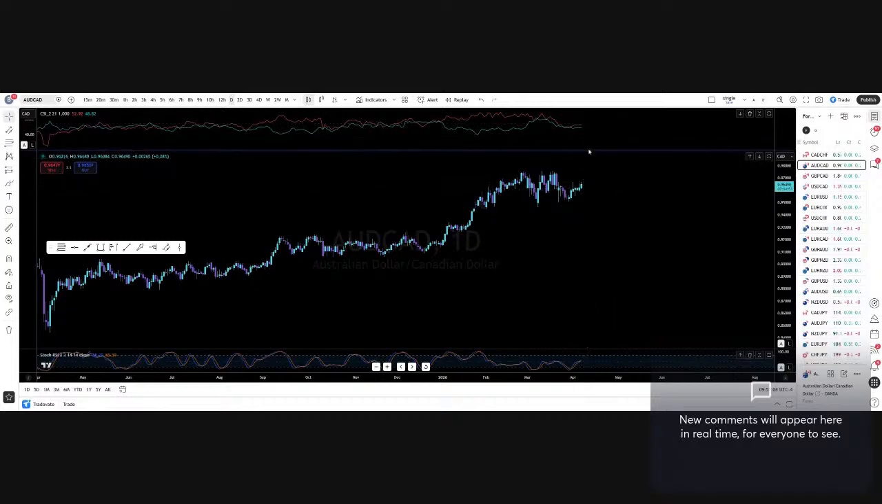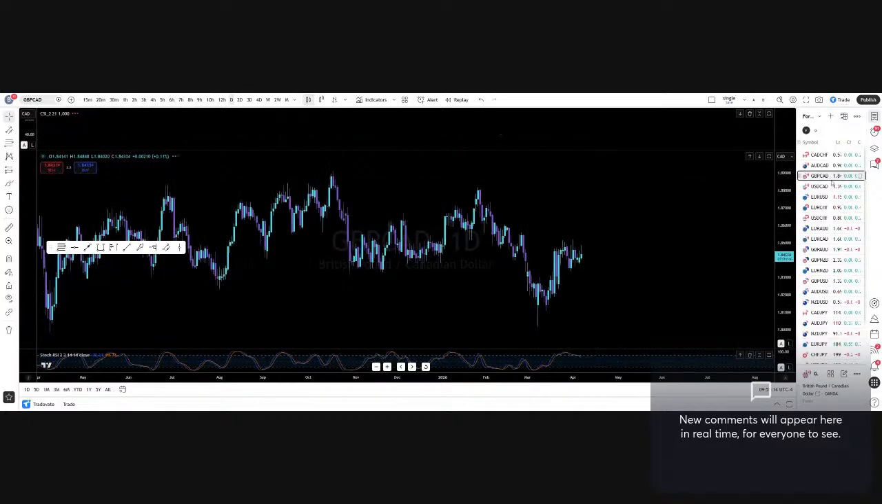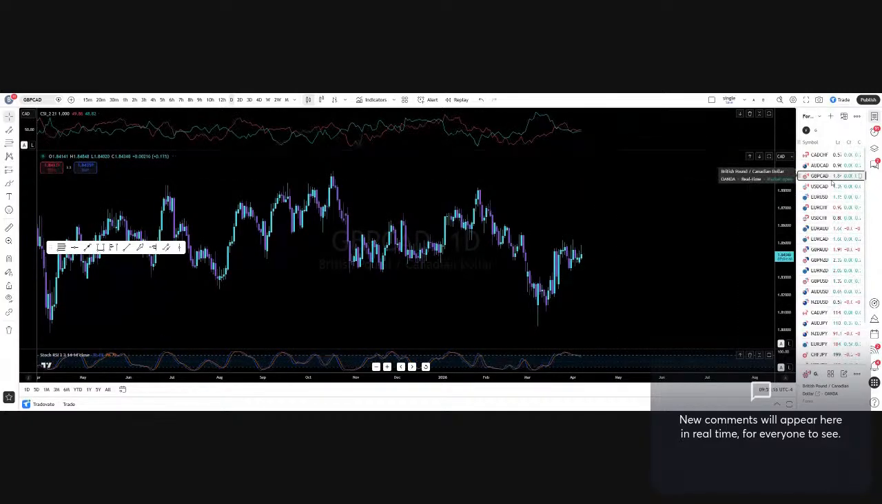But if we start to get divergence, if the CAD does start to weaken, then this would be a good long too. But not one that I'm really favoriting right now. This is another Canadian. You're going to see a kind of a common theme here with the CAD pairs.